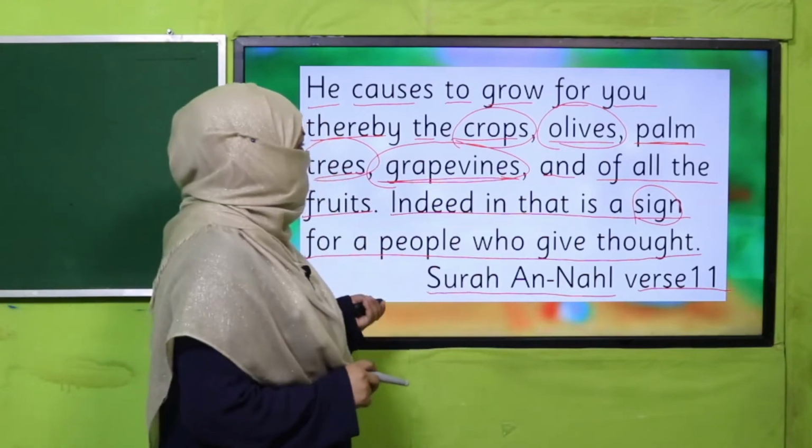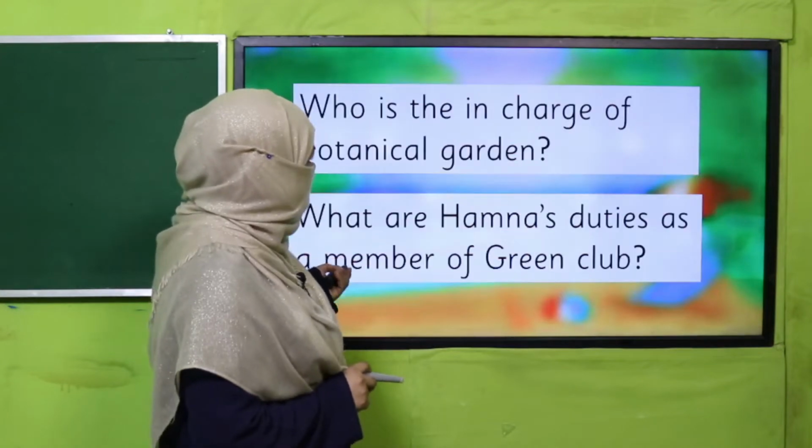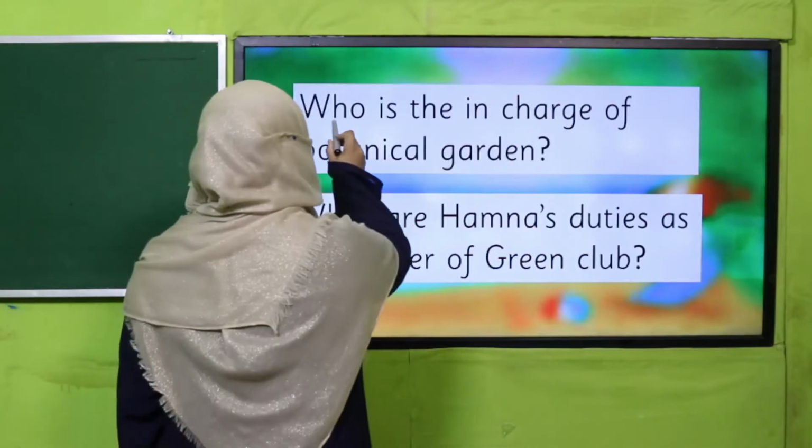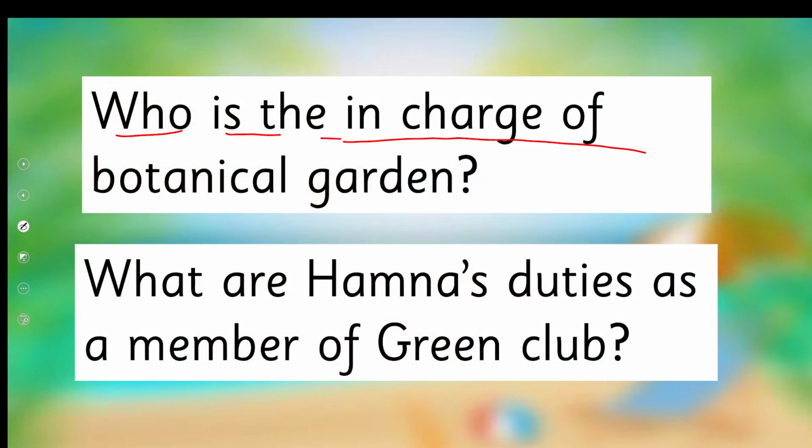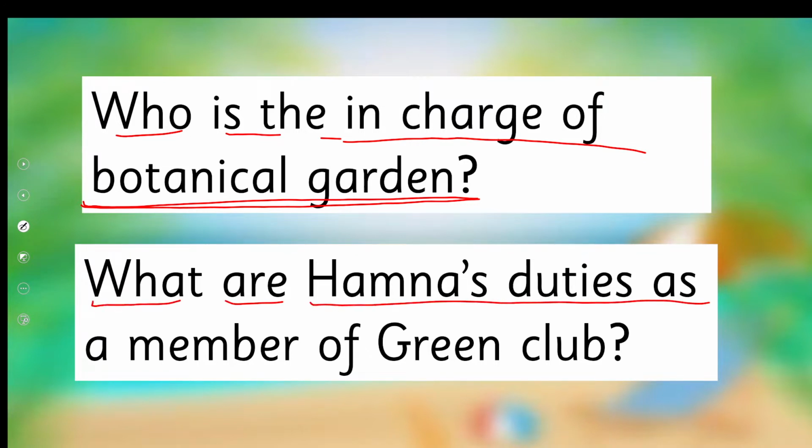Right? So my dear children, we talked about this unit yesterday. So you tell me, who is in charge of the botanical garden? So we were talking about botanical garden yesterday. Who is in charge of that garden and what are Hamna's duties as a member of Green Club?